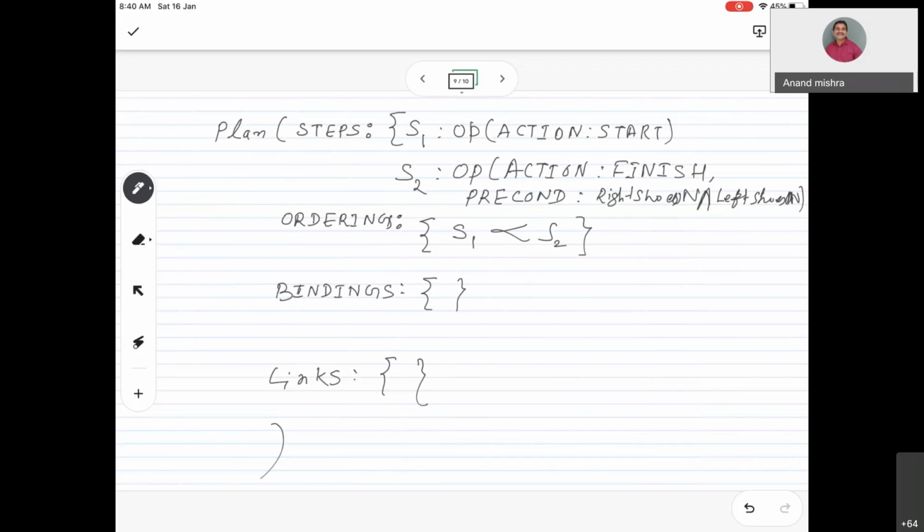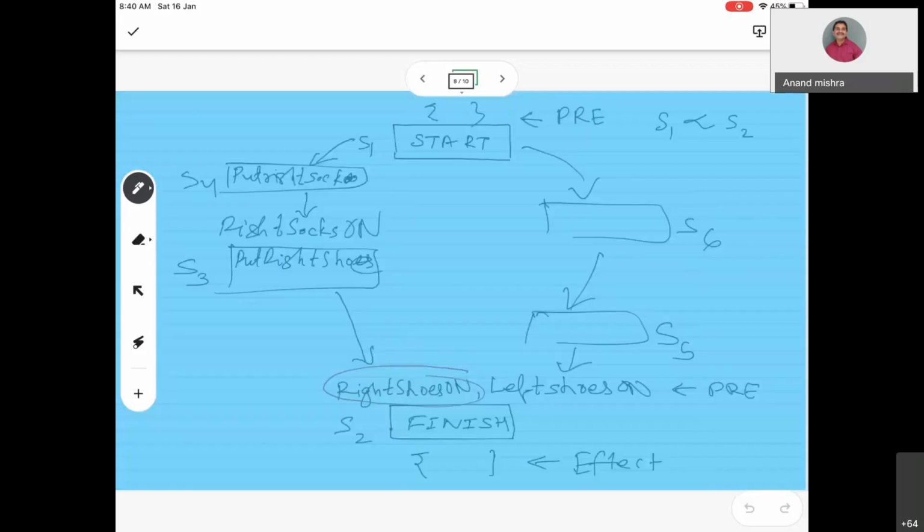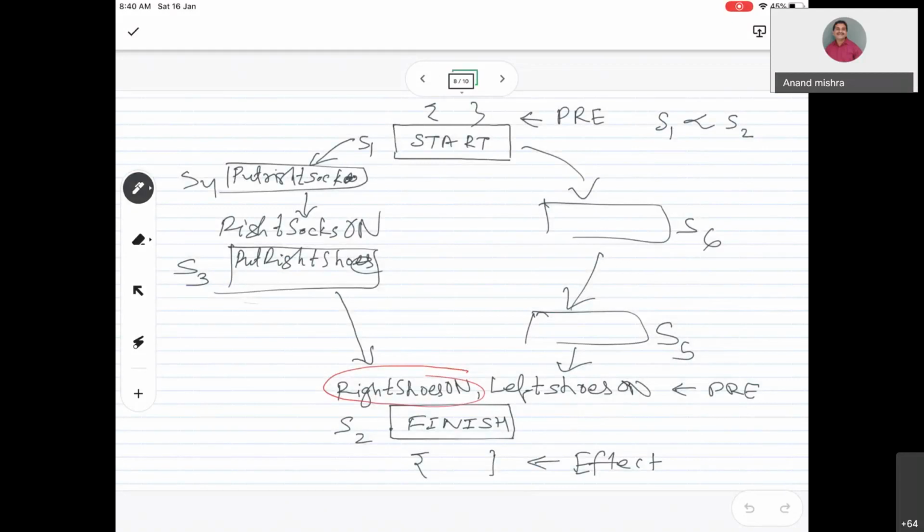So, the effect of S1. No, there is no effect of S1, right? If you look into this example, S1 has no precondition and no effect. S1 means you're just starting from zero. There is nothing. But in some cases there will be an effect. We will see one more example where there will be an effect of S1 as well. But here you are assuming that S1 is like a start from zero. There is nothing.